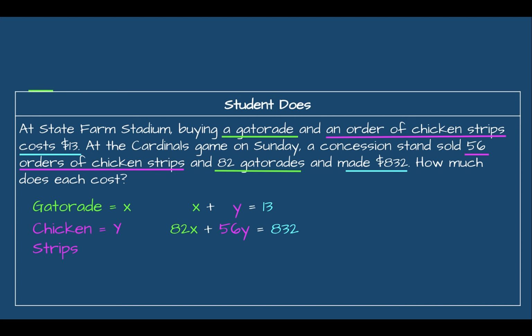Again, it's set up perfectly for elimination. So when you're figuring it out, multiply the top equation by either negative 82 or negative 56. Either way, when you go through this, you should have figured out that Gatorade was $4 and chicken strips were $9.